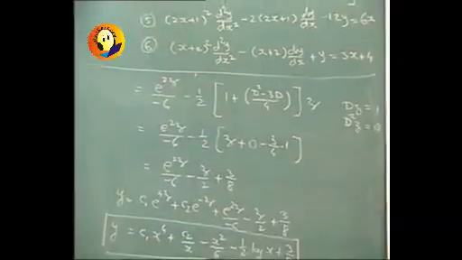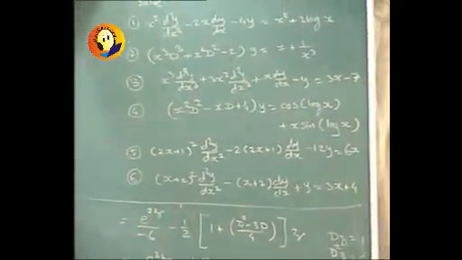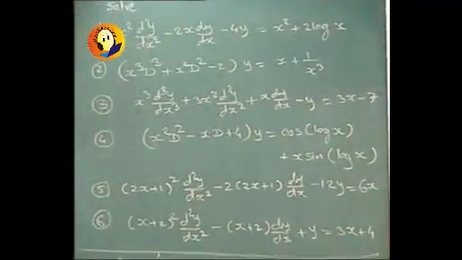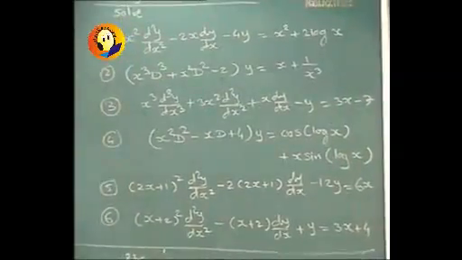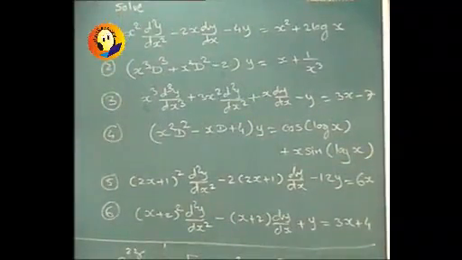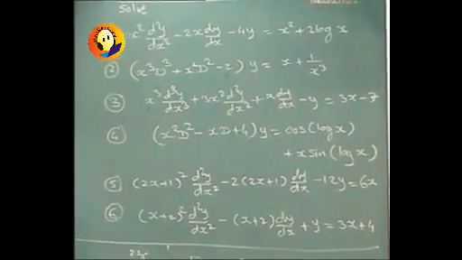Let us solve the second problem. Actually, I did not solve all the problems till the end because it is CF and PI that we are very well familiar with. So it is (x cube D cube plus x square D square minus 2) operating on y is equal to x plus 1 upon x cube. Substitution is let log x is equal to z.